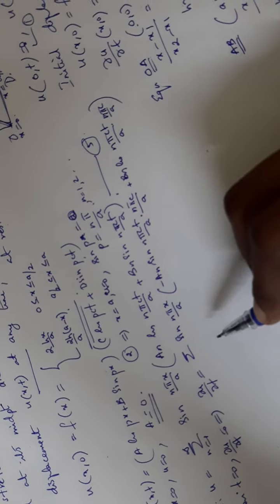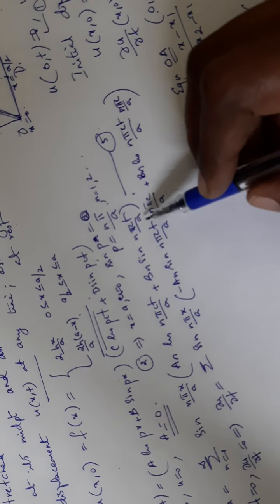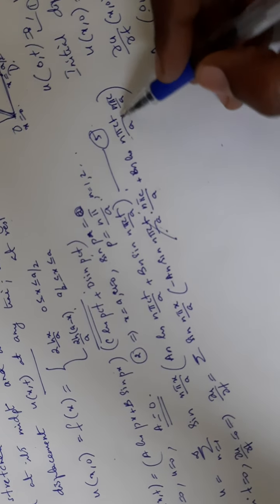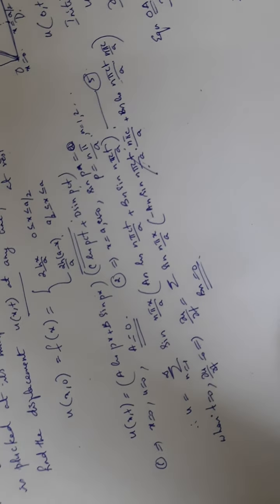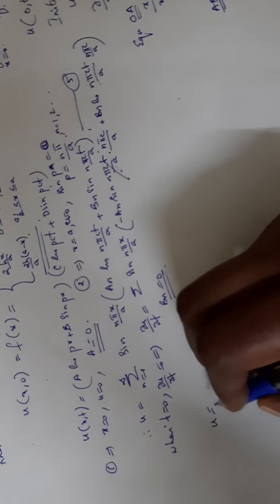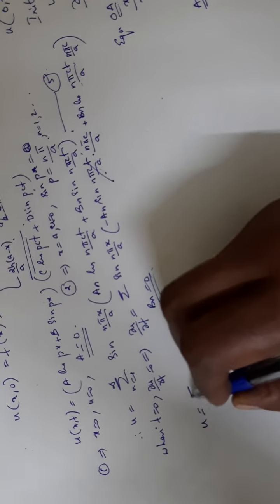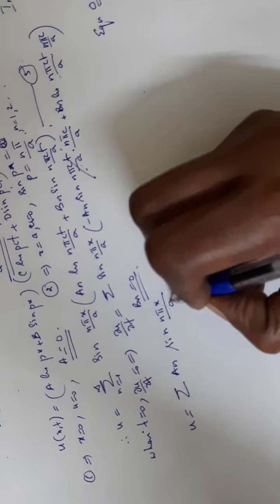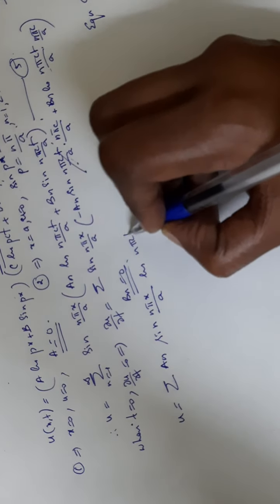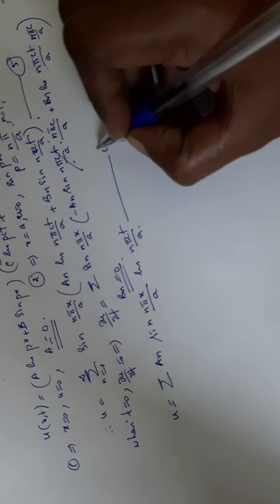Taking t as 0, this becomes 0, so what comes? bn is 0. So the solution u is sigma an sin(n pi x by A) into cos(n pi ct by A). So this is the new solution.